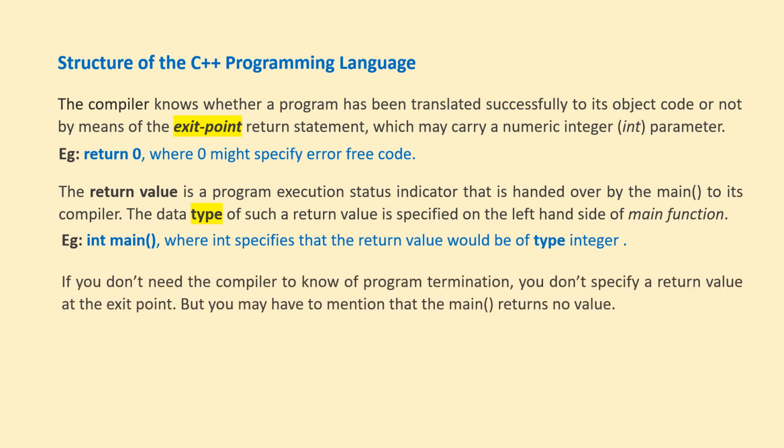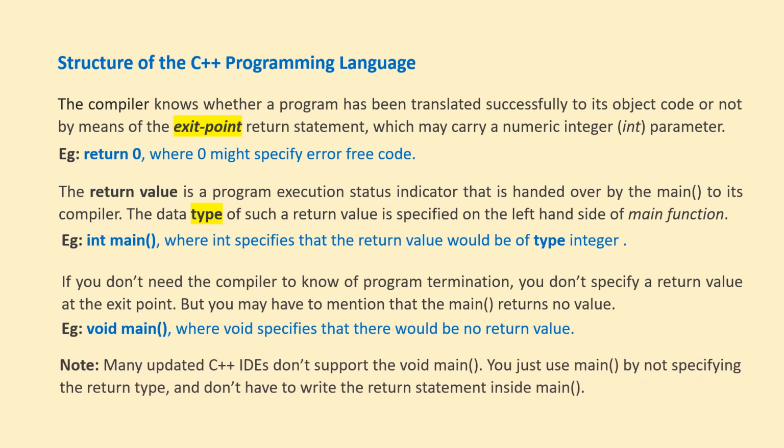If you don't need the compiler to know of program termination, you simply don't specify a return value at the exit point. But you may have to mention that the main function returns no value. For example, void main function, where void specifies that there would be no return value. Note that many updated C++ IDEs don't support the void main function. You just use the main function by not specifying the return type, and don't have to write the return statement inside the main function.